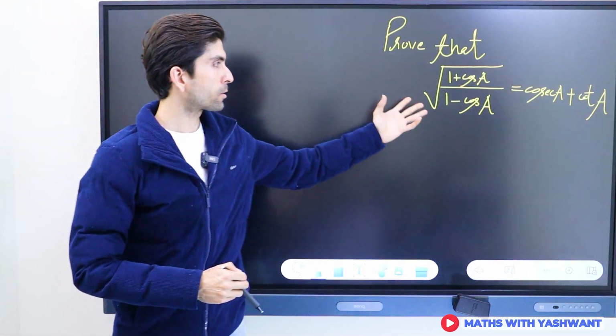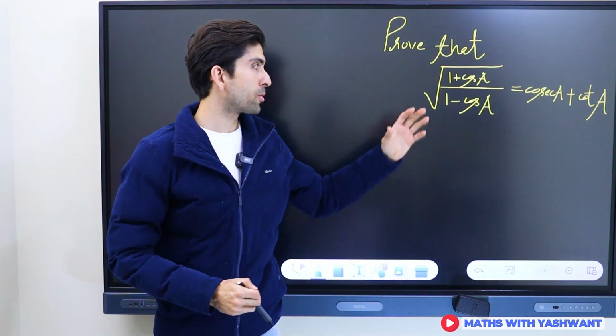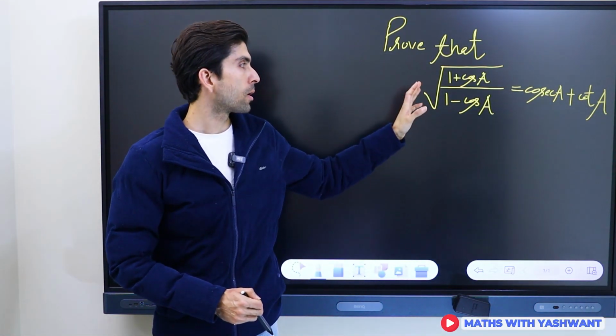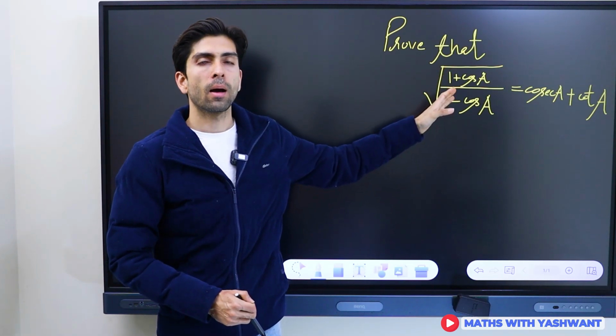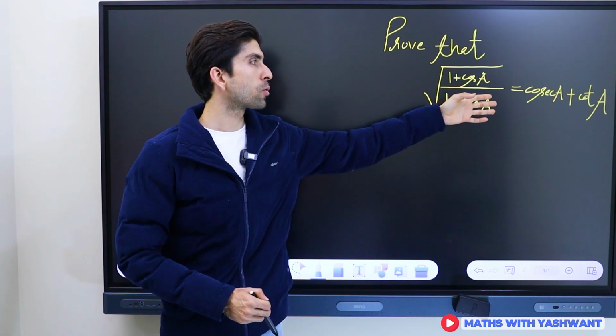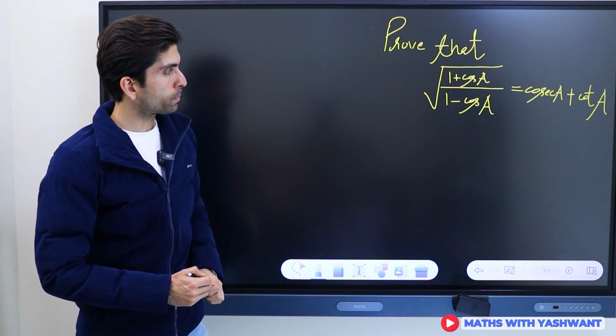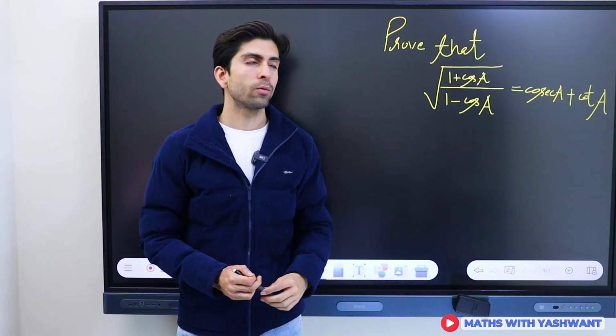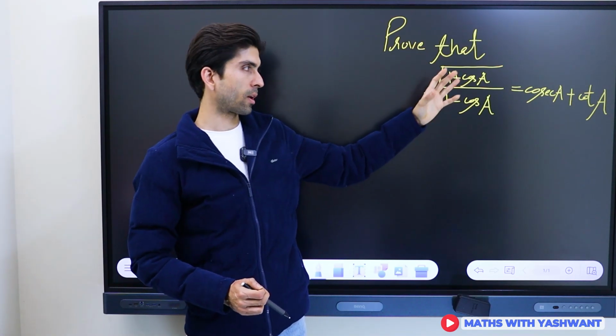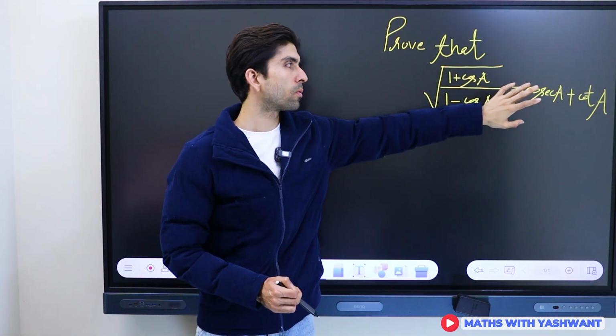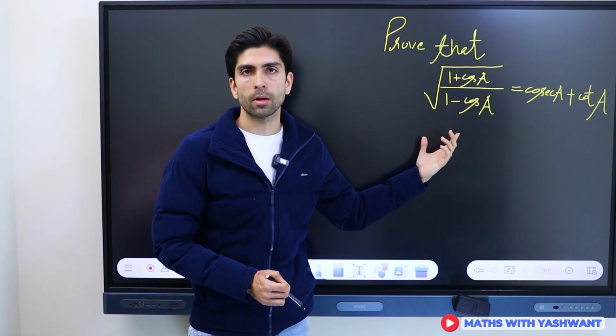So coming back to the last question of today's session, it's actually a proof. We have to prove that the square root of (1 plus cos A upon 1 minus cos A) is equal to cosec A plus cot A. There are two ways. Either we can simplify the left hand side expression to get the right hand side, or we can simplify the right hand side expression to get the left hand side.